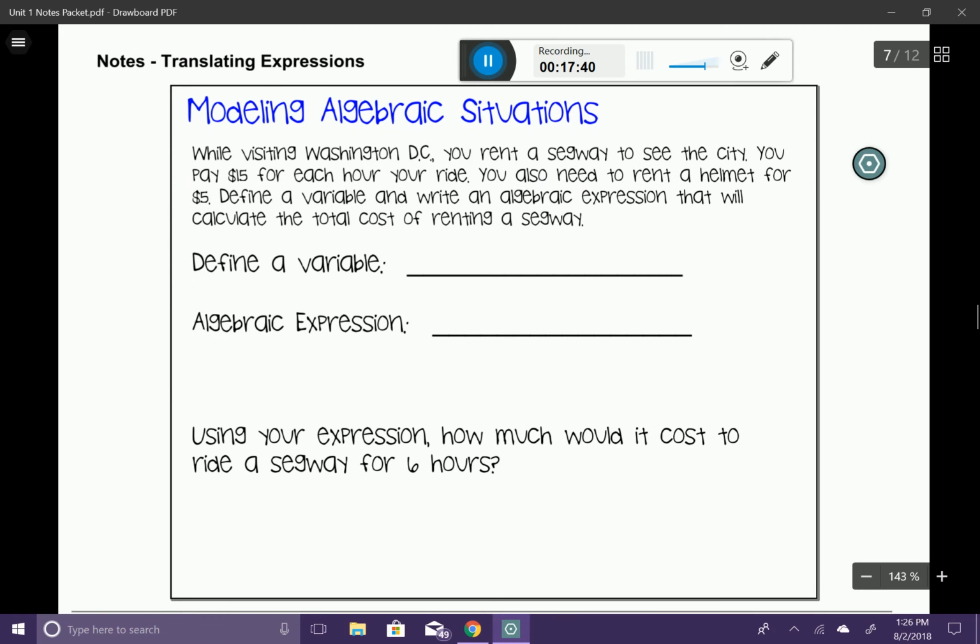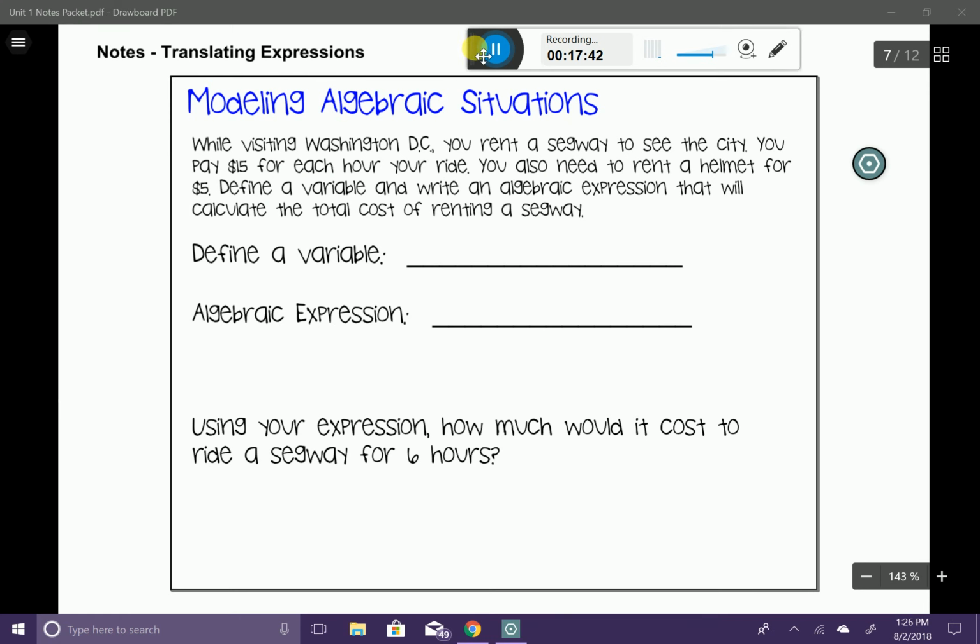All right, I have one more example for you in this section here, and this is just talking about modeling an algebraic situation or an expression. So I just want to show you how to create an expression given a situation. Sometimes these are called word problems, but I just like to look at them as situational problems. These are real life examples. So while visiting Washington, D.C., you rent a Segway to see the city. You pay $15 for each hour you ride, and you also need to rent a helmet for $5. Define a variable and write an algebraic expression that will calculate the total cost of renting a Segway.